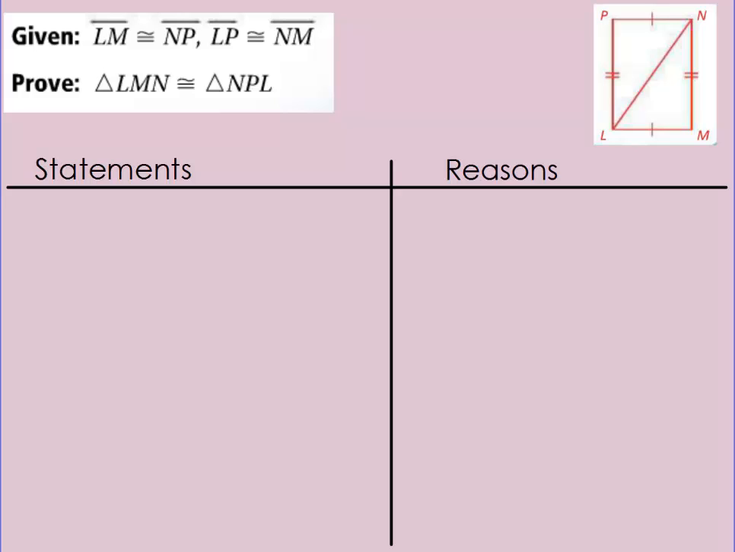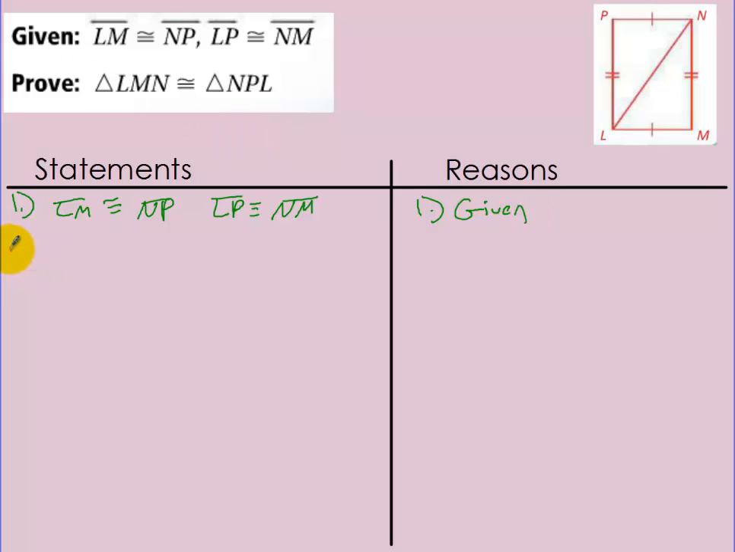So let's use that statement in a proof. We're given on this shape here, LM is congruent to NP and LP is congruent to NM. Those are marked in the shape. We're going to prove that the triangles are congruent: LMN is congruent to NPL. So statement number one is the givens: LM is congruent to NP and LP is congruent to NM. Why do we know this? Because it's given. It's always our first.